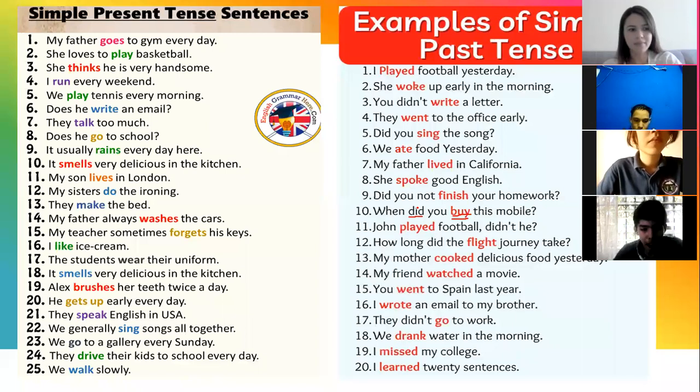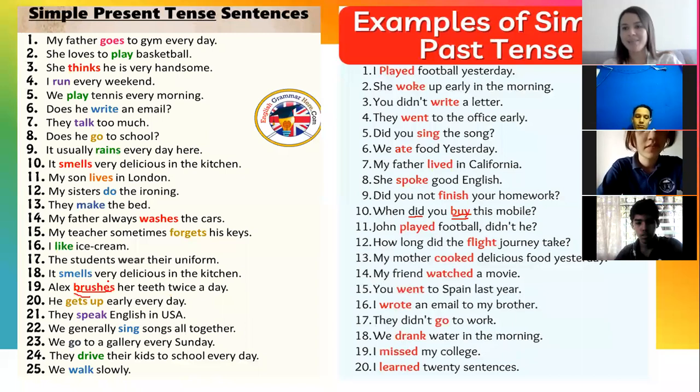Yes. Go ahead. Alex brushes her teeth twice a day. Okay. The same. We're talking about the routine, the Alex routine. Twice a day. That means that this boy does that activity dos veces al día, twice a day. Brushes. Why the verb here, brushes, ends with a marker S? ¿Por qué no dice brush? Alex brush. Se cepilla. ¿Por qué termina con S? Tiene el marker S.